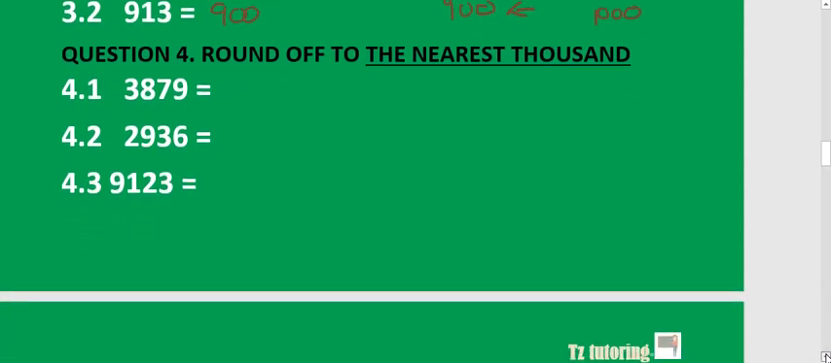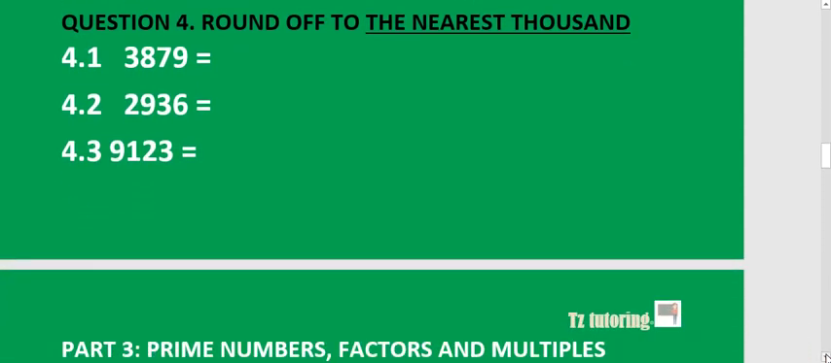The last question of part 1 is we now need to round off to the nearest 1000. So 3,879 is between which multiples of 1000? It's between 3,000 and 4,000, and it's closer to 4,000. So then we round that off to 4,000.